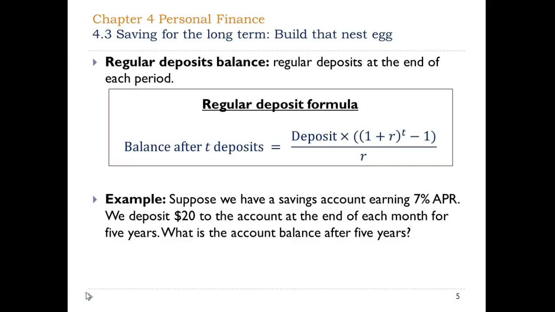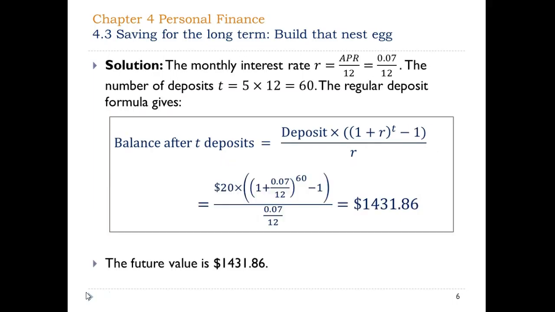Example: suppose we have a savings account earning 7% APR. We deposit $20 to the account at the end of each month for 5 years. What is the account balance after 5 years? The monthly interest rate r is 7% divided by 12. The total number of deposits is 5 times 12 equals 60.